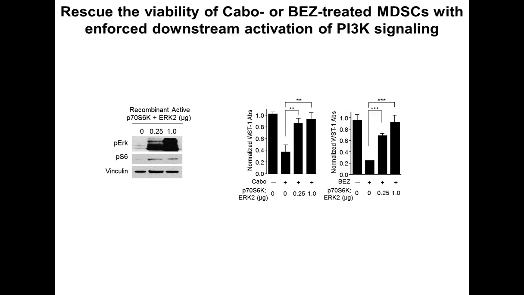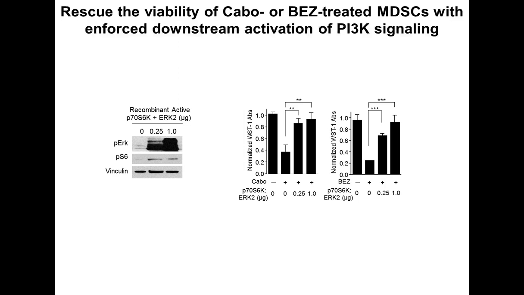So here we want to bypass the drug effect by directly transfecting MDSCs with P70S6K or ERK2. By transfecting these two proteins into MDSCs, we hope that we can bypass the drug effects, which are more like upstream, and turn on the downstream pathways of the PI3K, right?